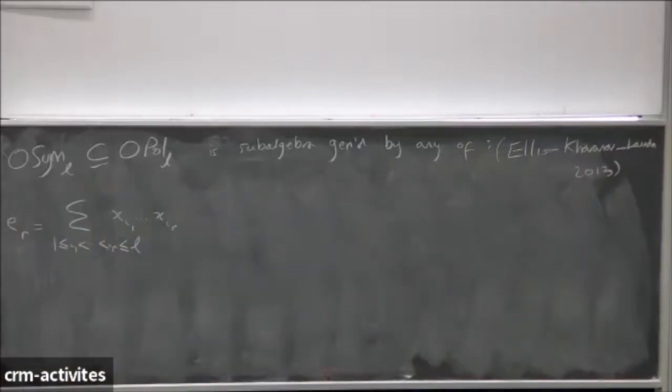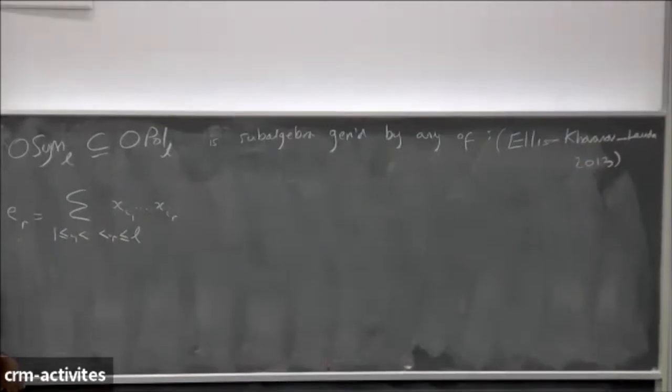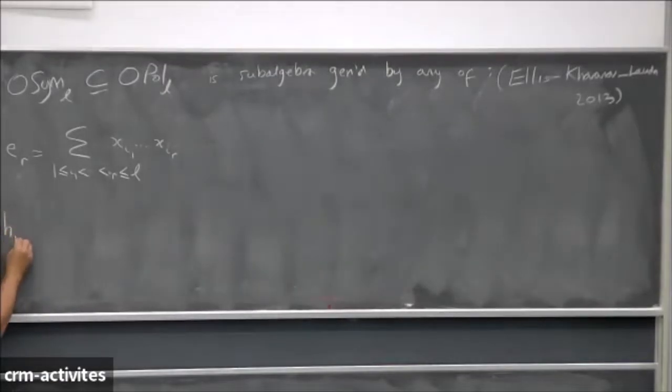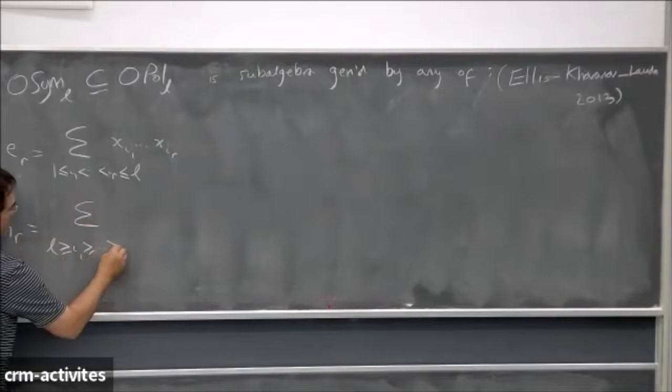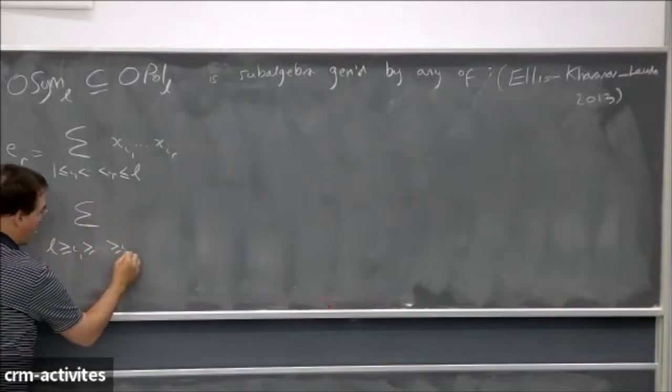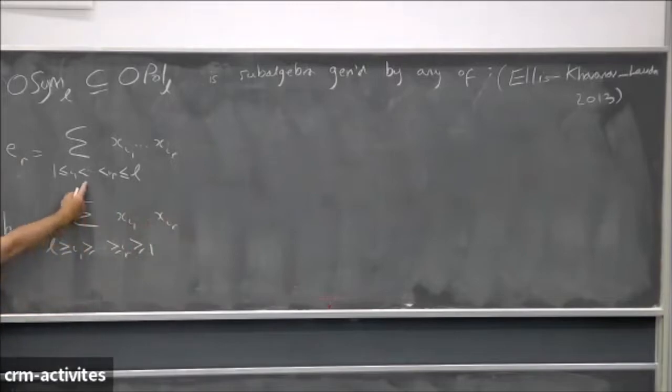Now, instead of generating by these odd elementary symmetric polynomials, you could just as well generate by the odd complete symmetric polynomials, H_r, and the definition of these is almost what you would expect, except you've got to take your monomial in descending order now. I've got greater than or equals, whereas here I had strict less thans, but I've changed the order. So these are descending monomials. Those are the odd complete symmetric polynomials.